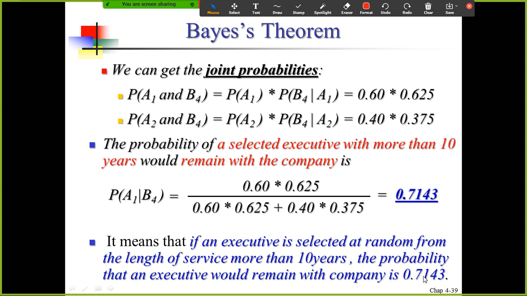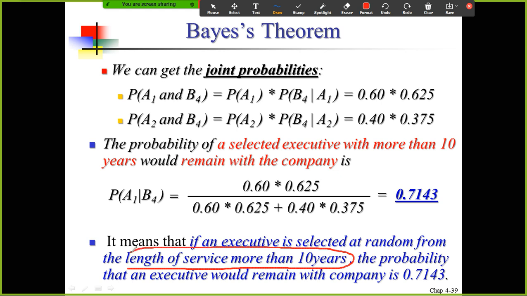Okay, about 71.4%, or 0.71. So this is among the executives who work more than 10 years. If among this group, in this case, we just take one among the executives with more than 10 years.